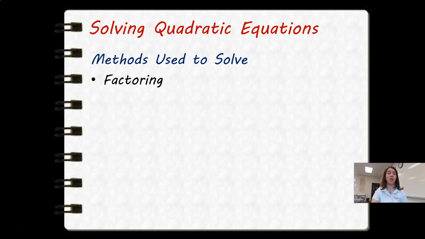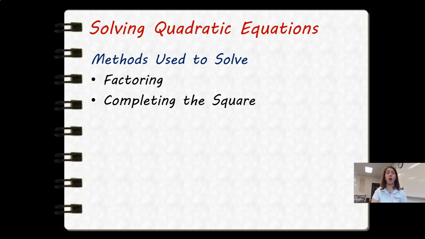A second method that I taught you this year was called completing the square. Where with completing the square, you were focused on the b value. You took half of that b value and squared it, and that was the number that you added on to both sides of our equation.